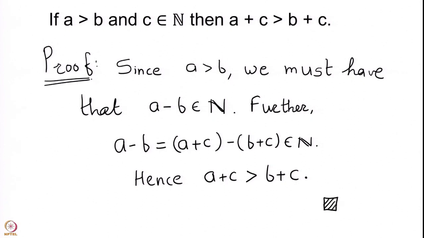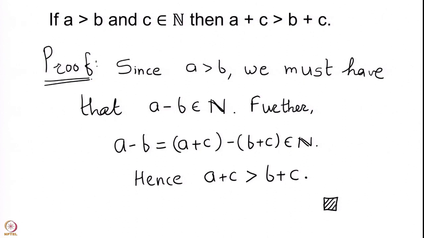So, let us read it again. There were two things that were given to us, that A is bigger than B and C is a natural number. Then what we did was to write A minus B, which was a natural number because A is bigger than B. So we wrote A minus B as A plus C minus B plus C, and that told us that A plus C has to be bigger than B plus C.